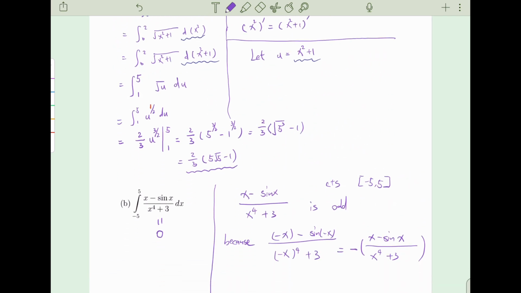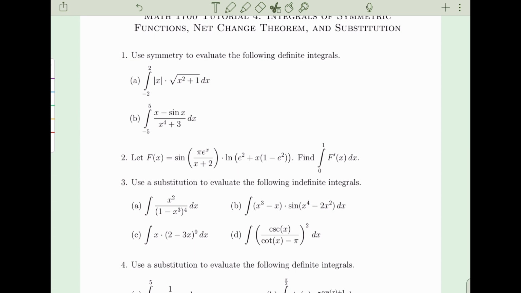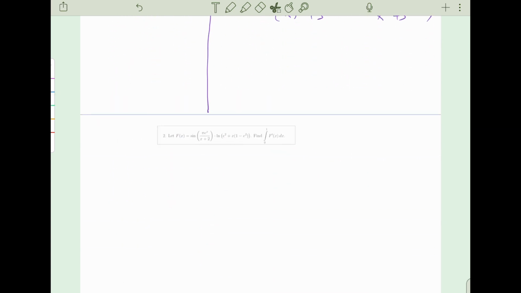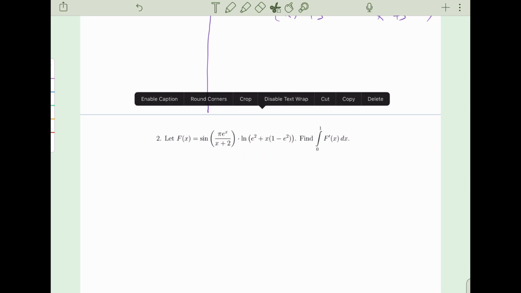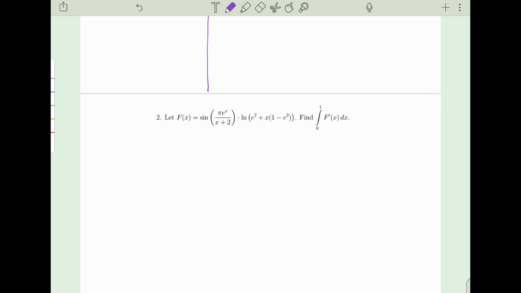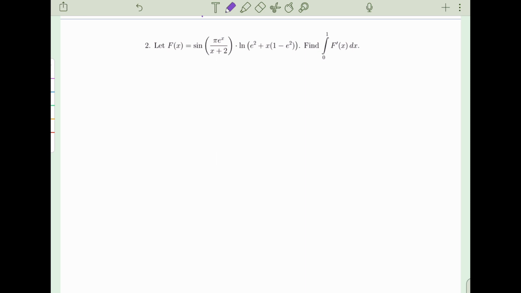Now let's take a look at question 2. Let f of x equal to this. Find this definite integral. This is also a very easy question. Usually when the expression is super complicated, the question turns out to be easy, because it just wants you to apply some magical theorem. So we're going to find this definite integral.